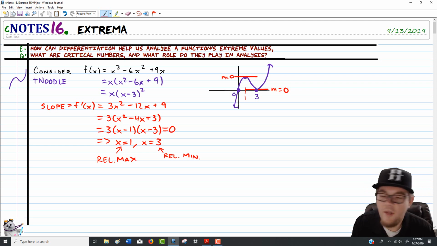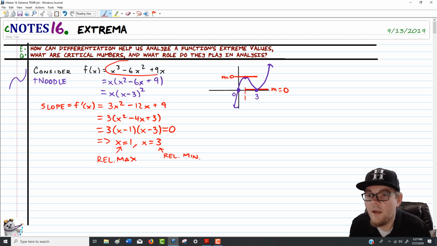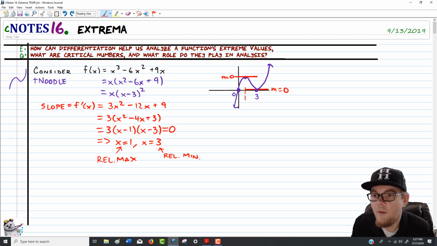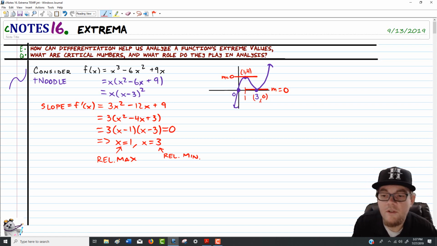So with both those two in place, we can look at our picture and very quickly figure out where those points are. We no longer have to wonder. And if we were curious what that relative maximum's y value was, we could just plug 1 in up here. Very quickly, it would be 1 minus 6 plus 9, which is 4. So we could actually find that this relatively high point is at 1, 4, and this minimum is at 3, 0.